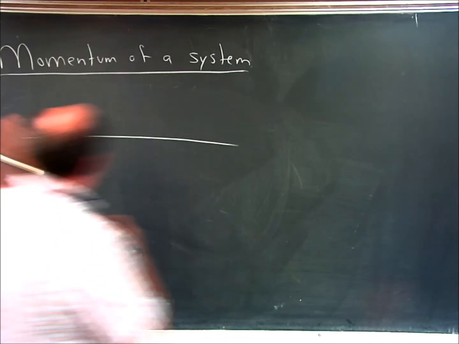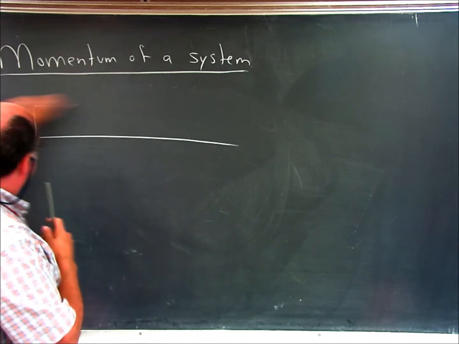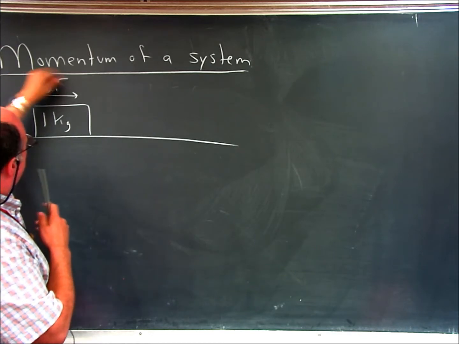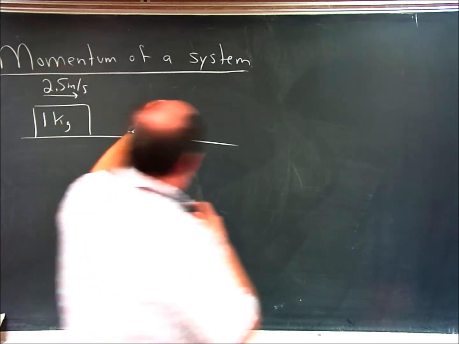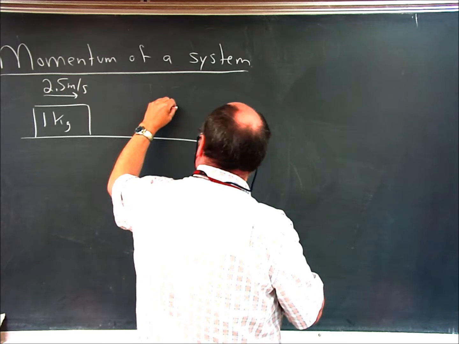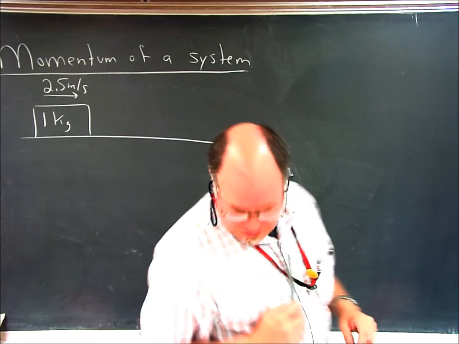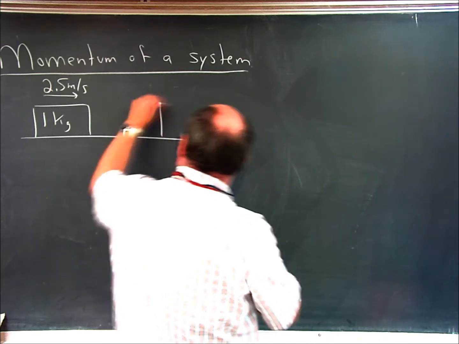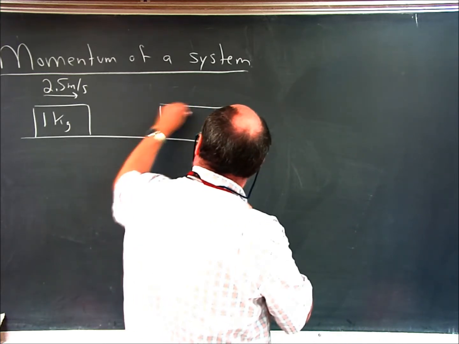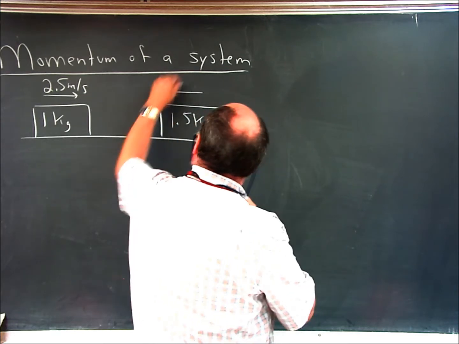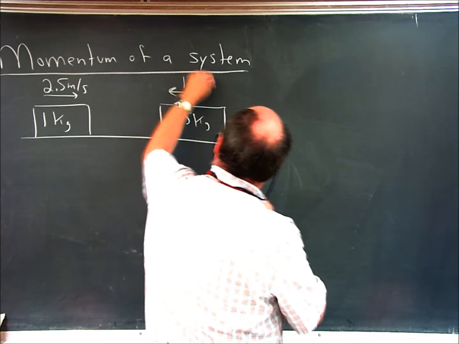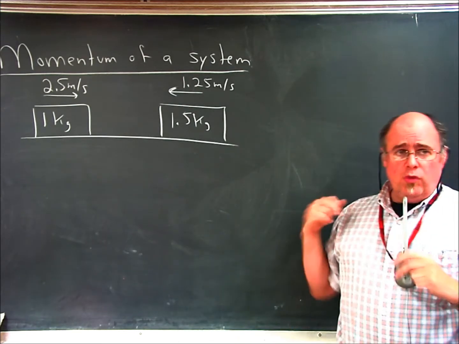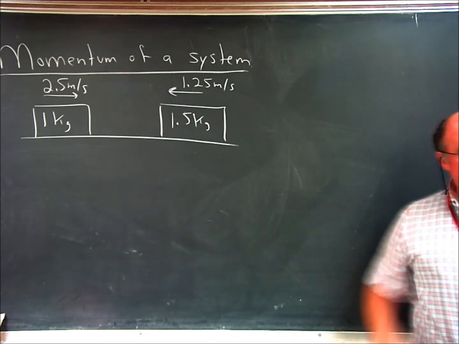Okay, as an example, I could have some toy carts. So let me have this toy cart as 1 kilogram moving to the right at a speed of 2.5 meters per second. And I can have a second toy cart, which could be a little bit bigger. I could call this one 1.5 kilograms. How about if it's moving to the left with a speed of 1.25 meters per second? So you see, we don't usually want to know the momentum of one thing. We usually want to know the momentum of the total system.